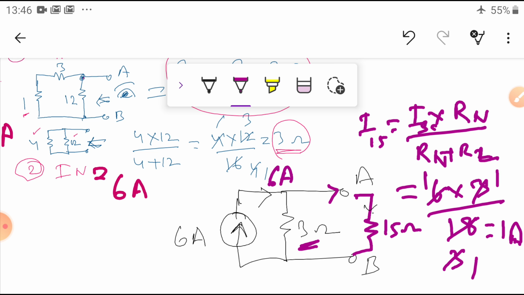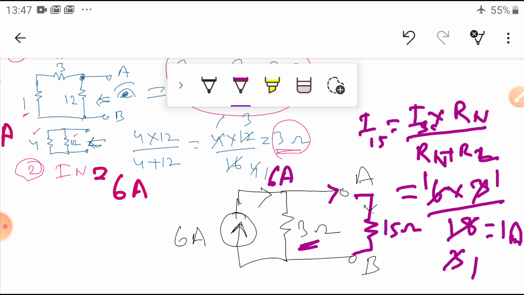He asked how much current. So find the current flowing through the 12 ohms resistor in parallel with a short. That is the current you are going to count. This is the problem.